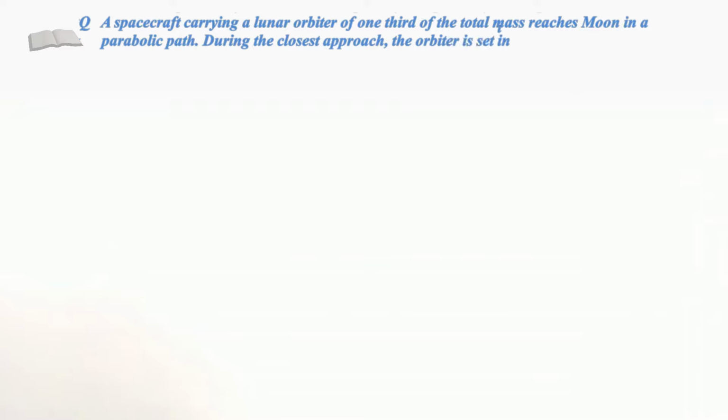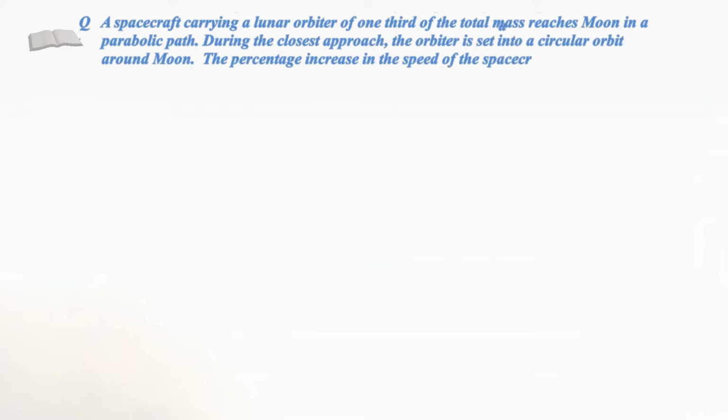A spacecraft carrying a lunar orbiter of 1/3 of the total mass reaches Moon in a parabolic path. During the closest approach, the orbiter is set into a circular orbit around Moon. The percentage increase in the speed of the spacecraft in the process is.